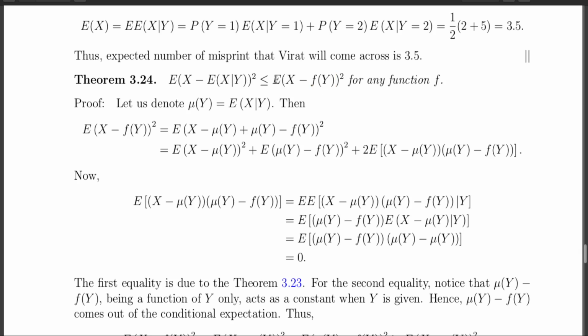Again, this can be interpreted as the distance between X and f of Y. So if I have some information about the random variable Y, then the minimum will occur when I take the conditional expectation. That's why, given the information of Y, the best estimate of X is nothing but the conditional expectation of X given Y.